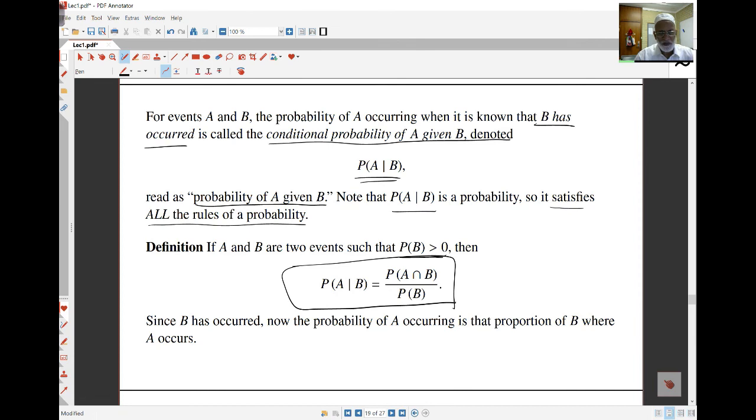If I know B has happened, then with this rule I restrict my sample space to B alone, because I know B has happened and that's where I should lie. In other words, in that set B, I'm looking at what proportion of times A happens. So A intersect B is the part of A that lies in B, because my sample space is now restricted to B only.